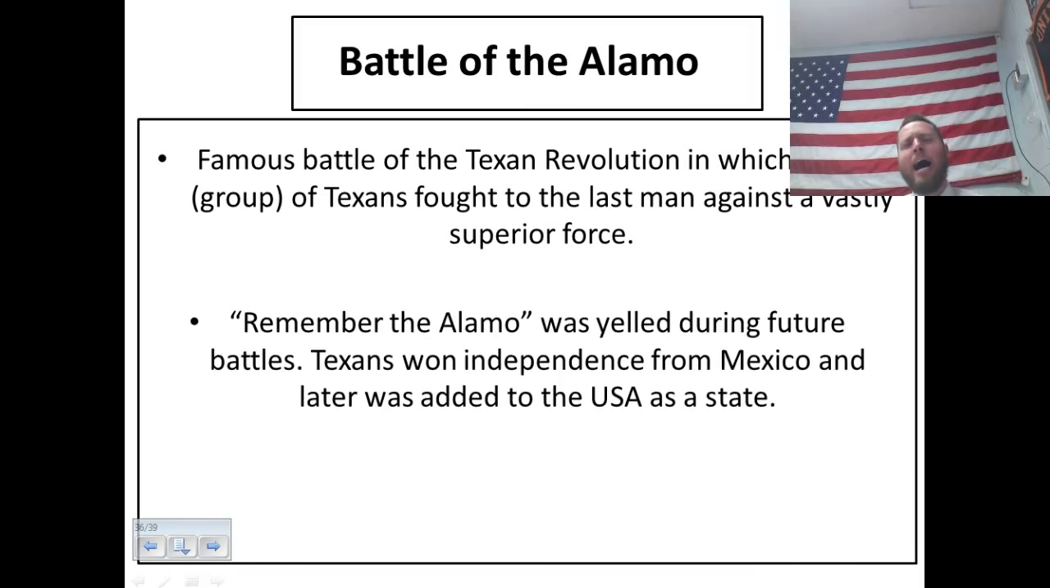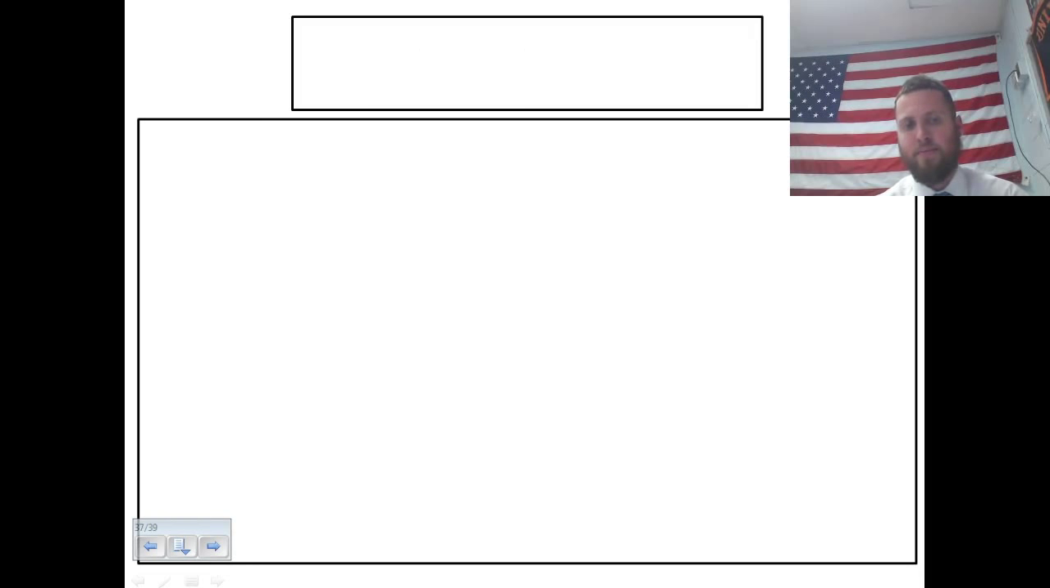Remember the Alamo was yelled during future battles. Texans won independence from Mexico, and later it was added to the USA as a state. Texas was its own country for a period of time. The famous battle is the Battle of the Alamo. That's where they fought to the last man.